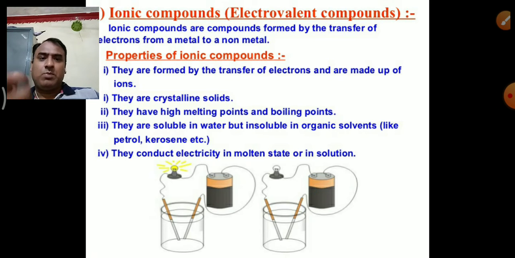Okay, the properties of ionic compounds: they are very strong compounds. They require a large amount of energy to break. So we can say that they have a high melting point, a high boiling point, and they are soluble in water but insoluble in organic solvents. And the most important thing, ionic compounds can conduct electricity in the molten state, or when you dissolve these compounds in a solvent. Then they can conduct electricity.